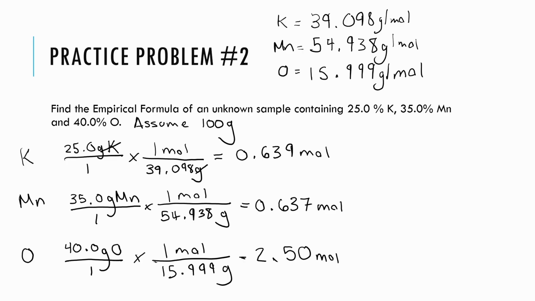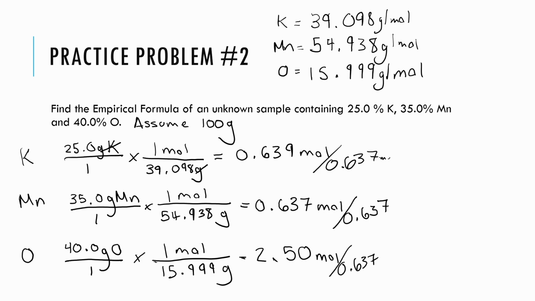Those aren't whole numbers, and we can't put those as our subscripts for an empirical formula. So what we're going to do is divide these by the smallest number of moles. In this case, that's this 0.637 right here. So we are going to divide this by 0.637, this by 0.637, and this by 0.637.